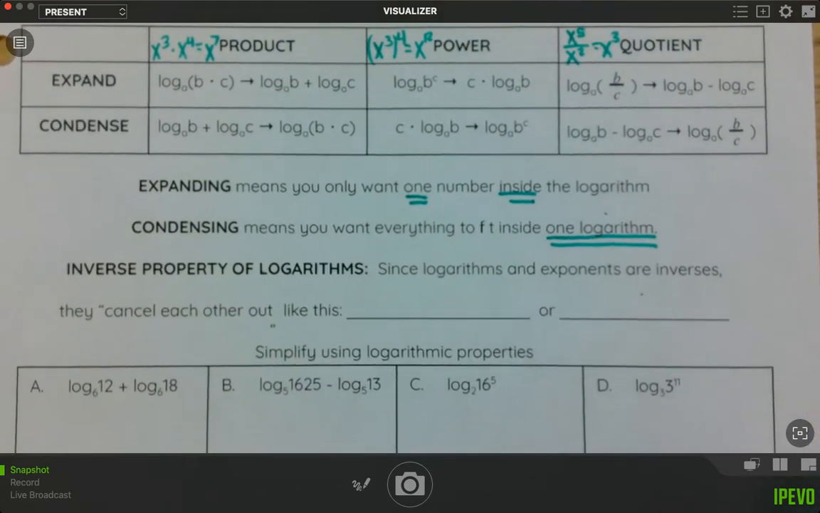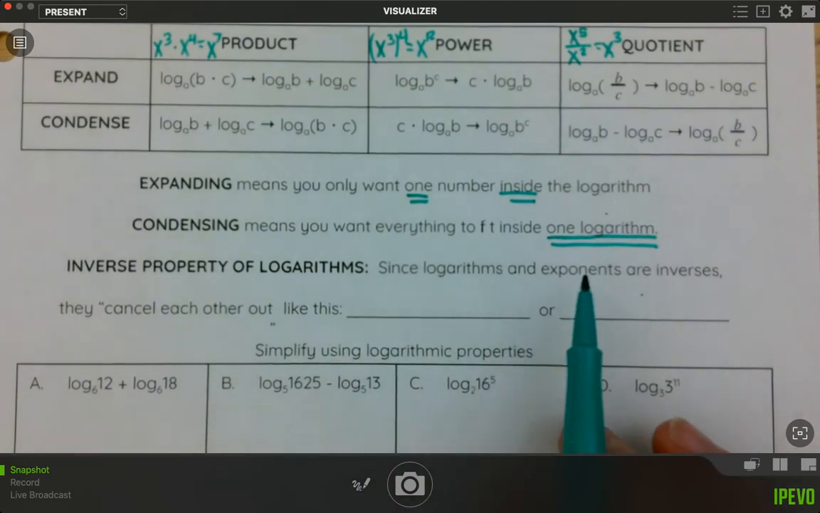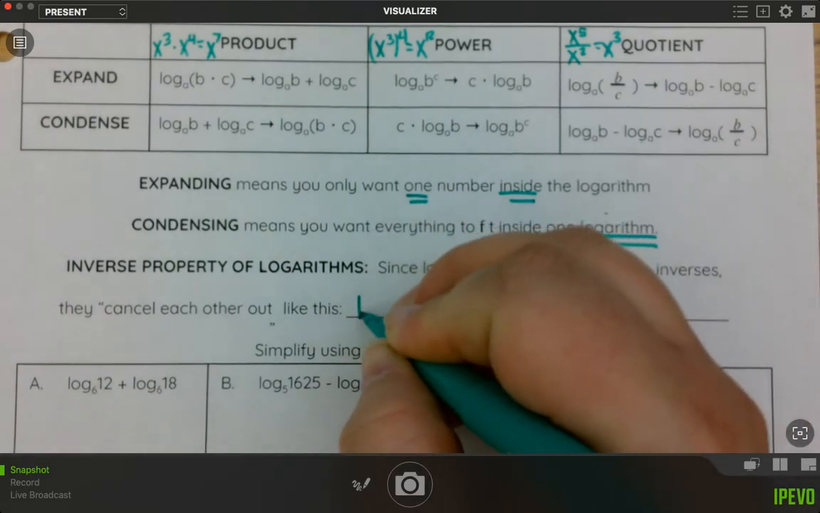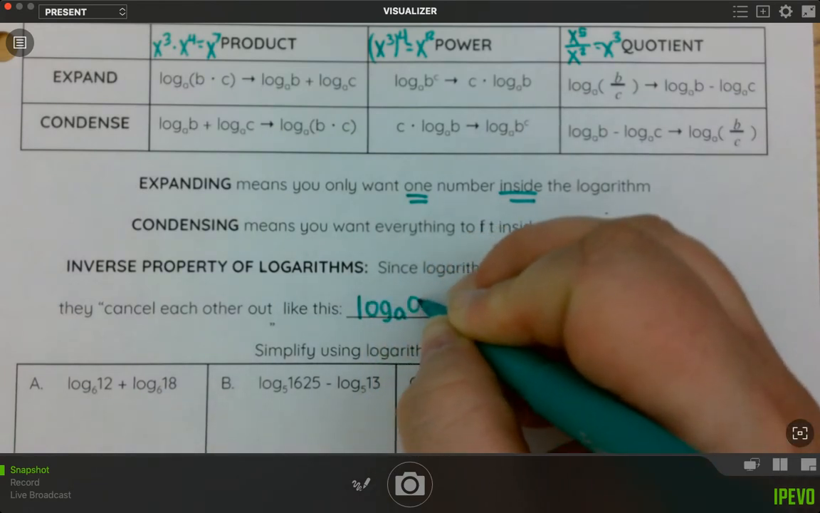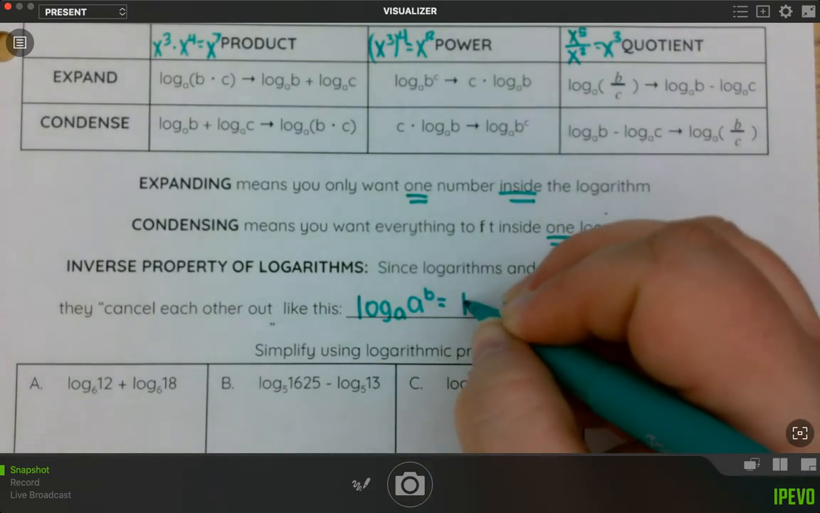And then the last thing that I'm going to say before we move down to the bottom section is there is what's called the inverse property of logarithms. Logarithms and exponents are inverses. That's the whole idea behind them. They cancel each other out, like this. If you have the log, let's say base a of a to a power, then those two a's cancel each other out and your answer is just b.